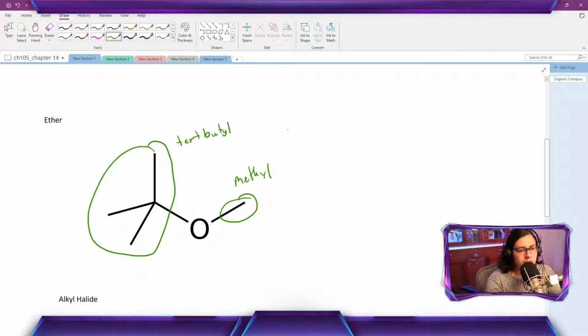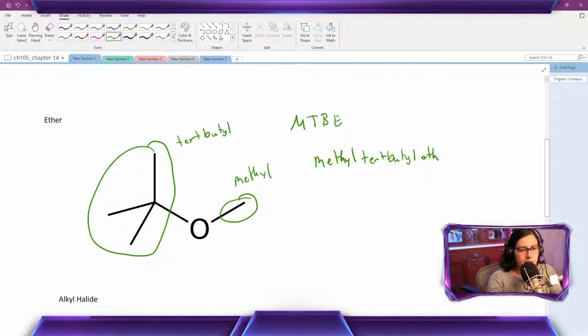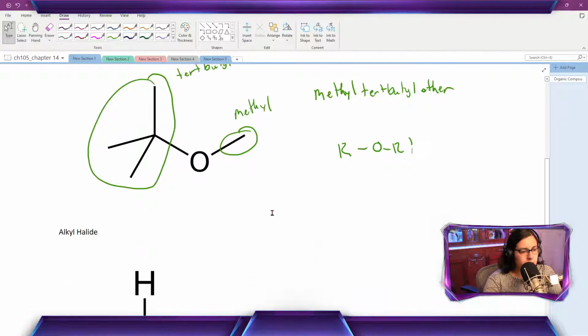This solvent is commonly known as MTBE, which stands for methyl, since we're putting things in order alphabetically. So methyl, tert-butyl, and then ether. Ether just means we have carbons on either side of the oxygen. So this is an R-O-R scenario, and they can be different R groups. We can name them by naming the two different groups on there.